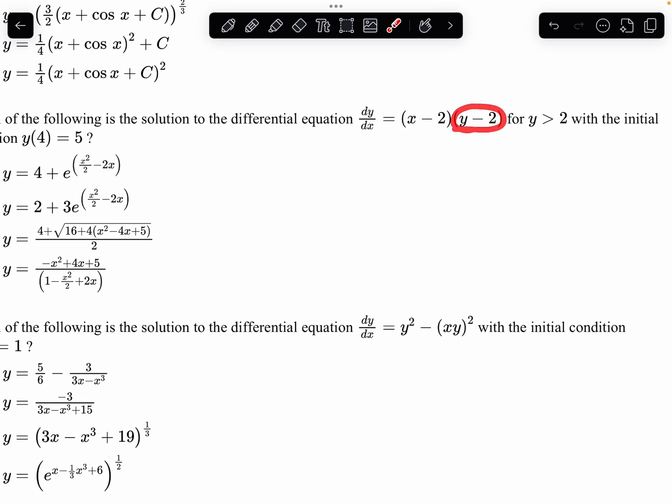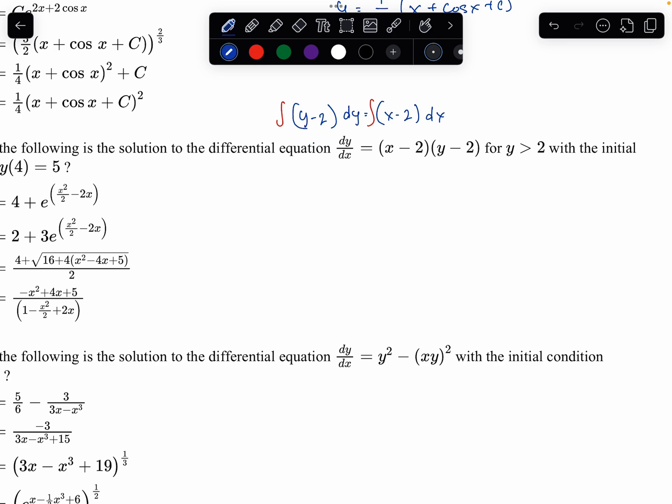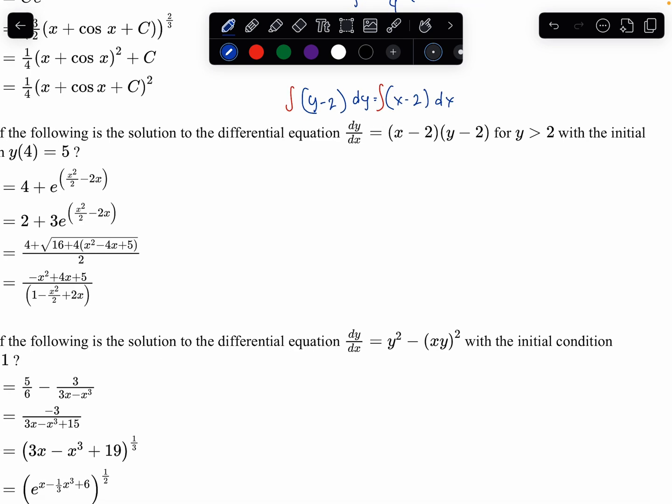So let's separate the variables though. So I do have a y minus 2. Let me go ahead and move that over here along with moving dx over here. In order to save some room, I'm going to write above it. So y minus 2 times dy, that will be equal to x minus 2 times dx. And then we will anti-differentiate these. Good thing is that the antiderivative will be the same, just with different variables. So if we are anti-differentiating this, that's going to be 1/2 y squared minus 2y.